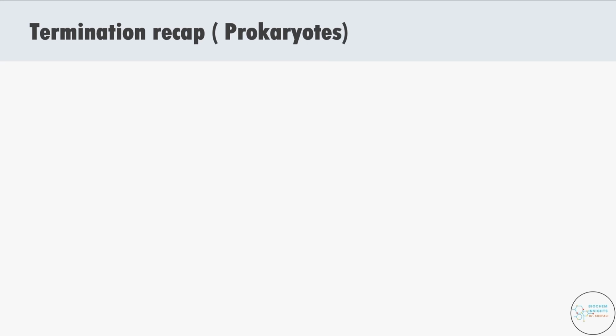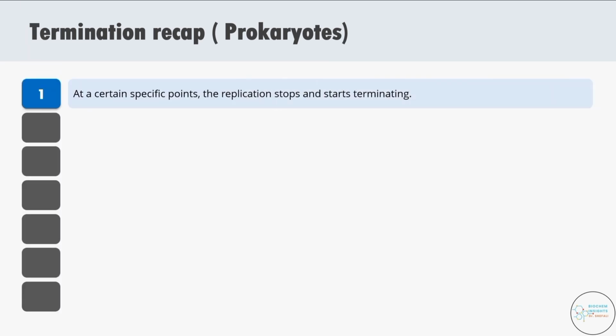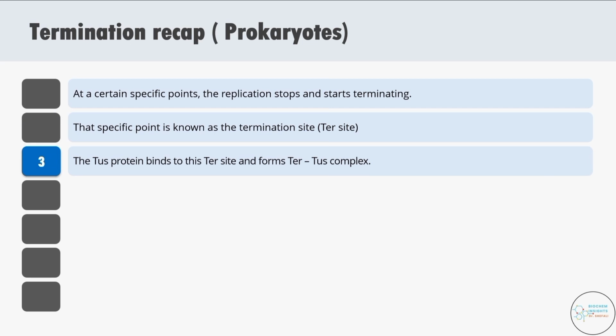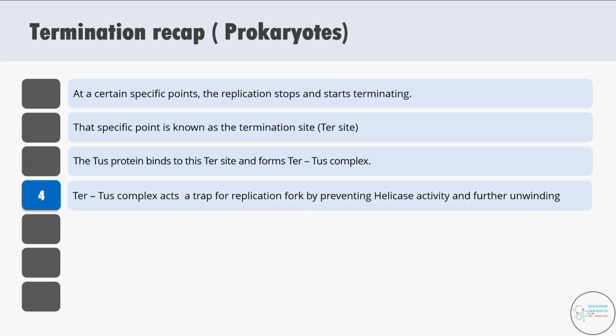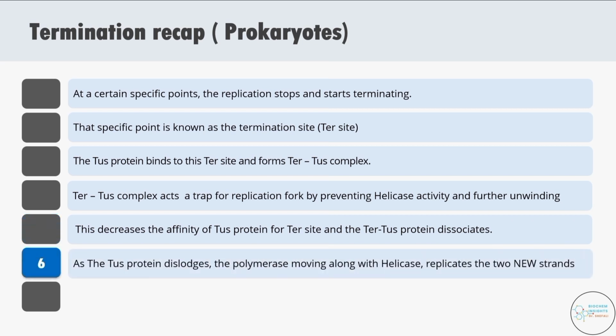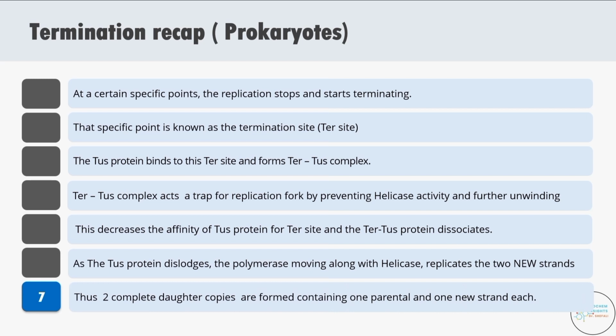So let's recap the termination in prokaryotes. At certain specific points, the replication stops and starts terminating. That specific point is known as the termination site or Ter site. The Tus protein binds to this Ter site and forms the Ter-Tus complex. The Ter-Tus complex acts as a trap for the replication fork by preventing helicase activity and further unwinding. This decreases the affinity of Tus protein for the Ter site, and the Tus protein dissociates. As the Tus protein dislodges, the polymerase moving along with helicase replicates the two new strands. Thus, two complete daughter copies are formed containing one parental and one new strand each.